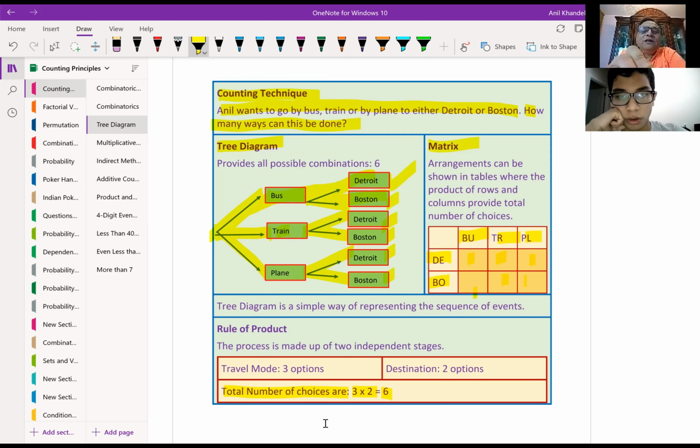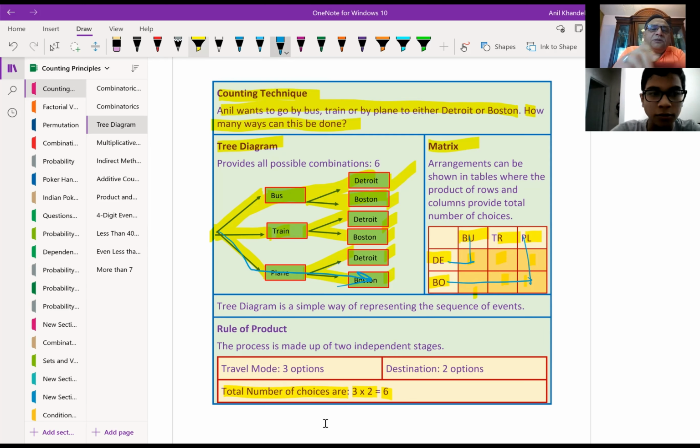Yeah. So very clearly, you can read the table that you can go by bus to Detroit. By plane to Boston, right? So that is plane to Boston, which could be the path traveled like this. Is that clear to you? So that is how they are all interconnected. But knowing the techniques is very important since we can then decide based on the question or the situation which method to adopt. Perfect. Yeah.